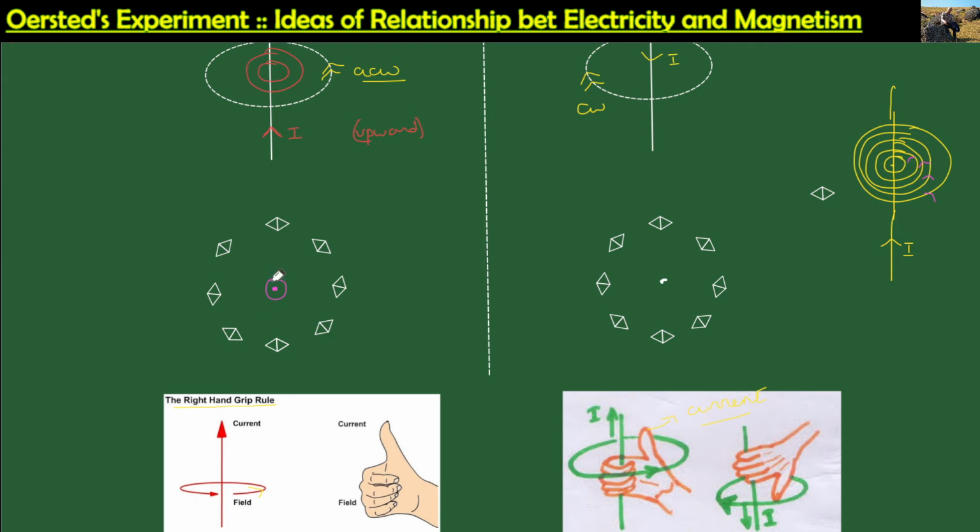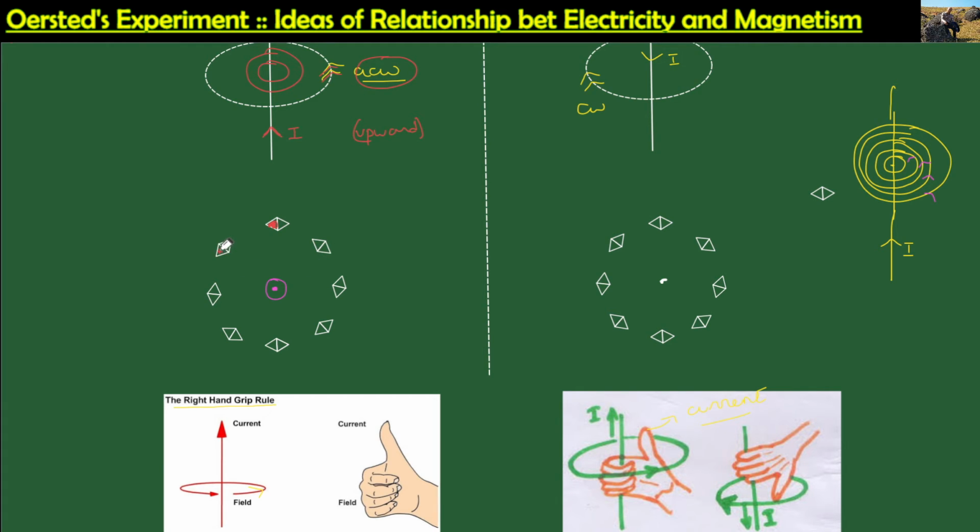So from here, if it is moving outwards, the direction of the magnetic field line will be in the anti-clockwise direction. So this will be your anti-clockwise direction, which means this will be the direction of your magnetic field.